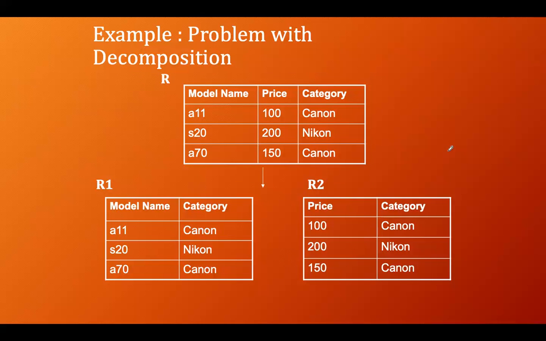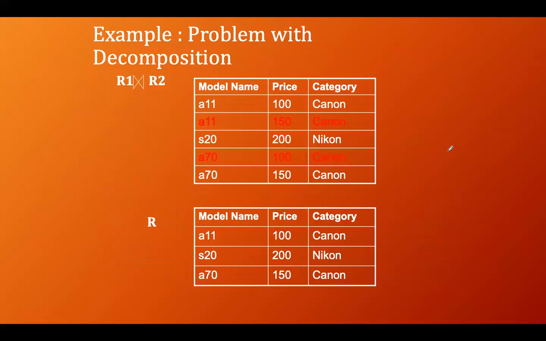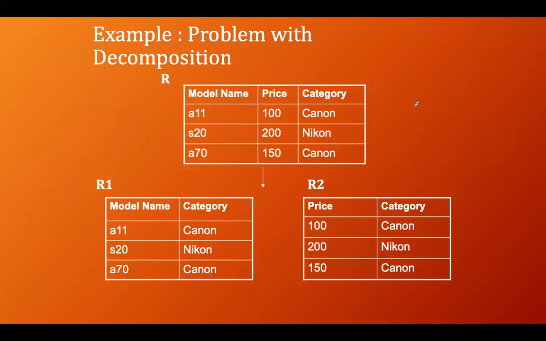So how will we do that? Let me tell you how we can do that and why we are getting the extra tuples here. If you see this R1 and R2, and you want to make a union of R1 and R2, you can do that by joining these two tables. How will we join these two tables? We will join them with the help of the common attribute. What is the common attribute we have? Category is the common attribute in these two, right? So for that, we make a join of it.